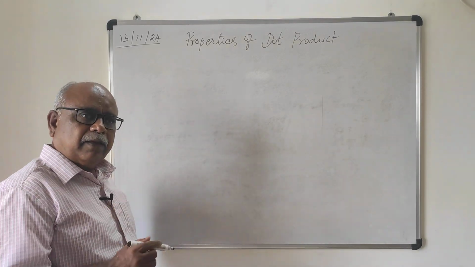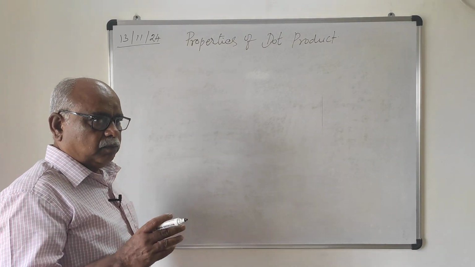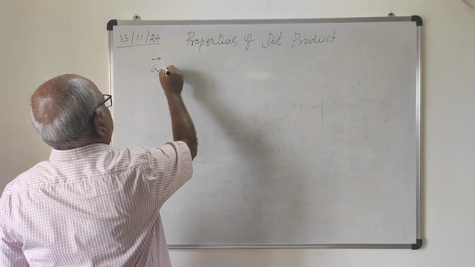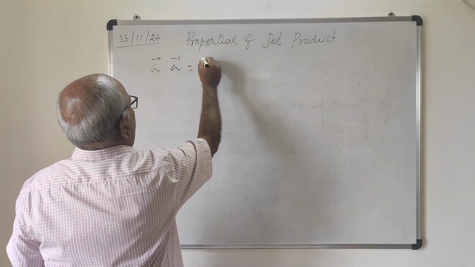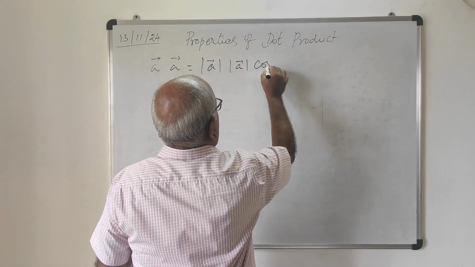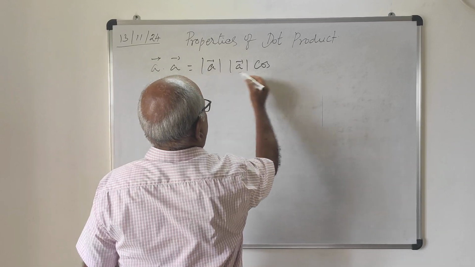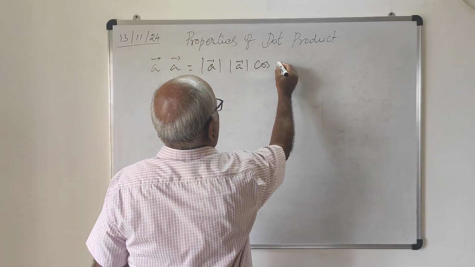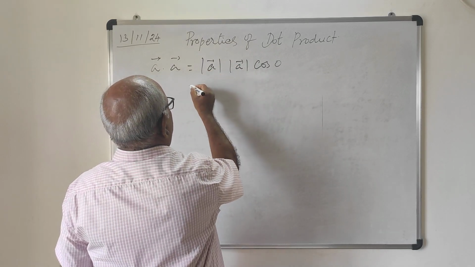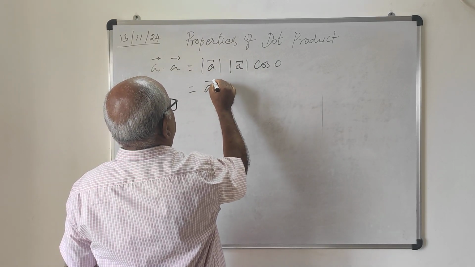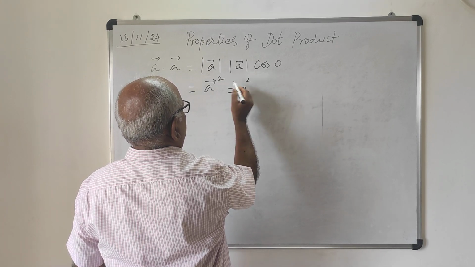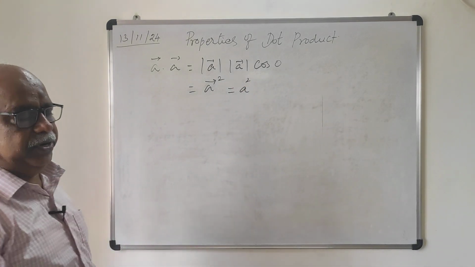We have seen the dot product of equal vectors yesterday. That is, A dot A is equal to mod A into mod A into cos of the angle between the vectors. Since it is the same vector A, there is no angle, cos 0 is 1, so you get A square, or it is expressed as vector A square. We have seen this already in our previous video.